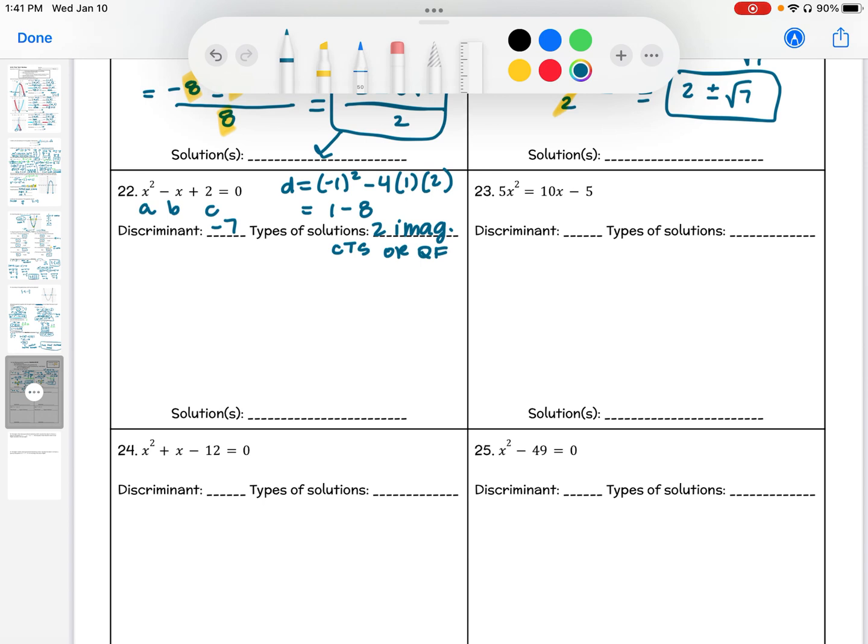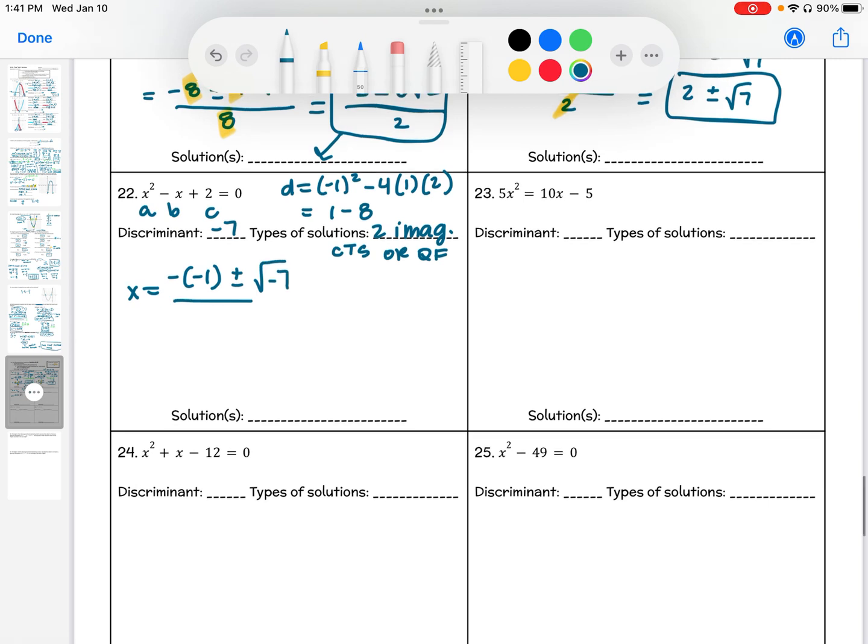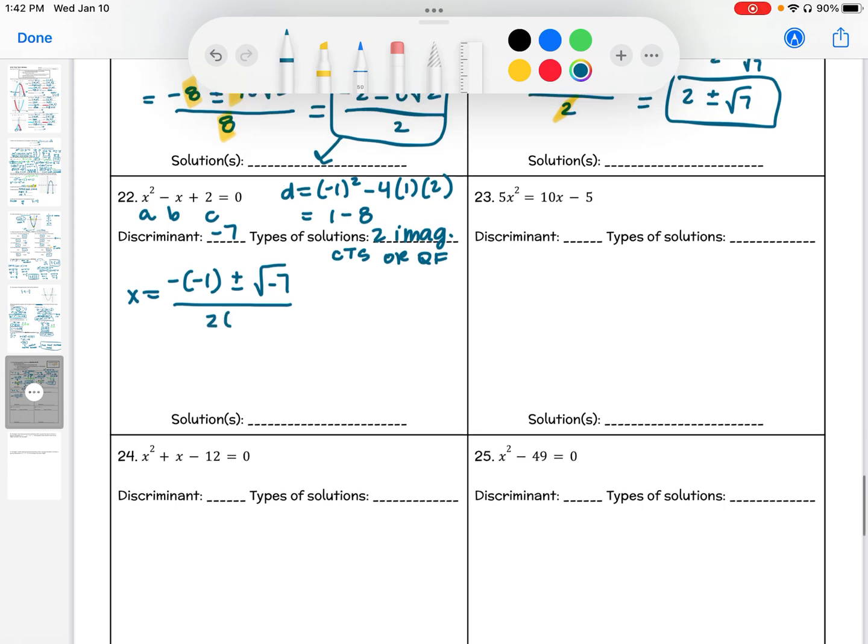Like I said before, quadratic formula is way easier in this case, so I'm going to go ahead and do the quadratic formula. So we're going to plug it in to be x equals -b, which would be -1, plus or minus the square root of our discriminant, which would be -7, all over 2 times a, which would be 2 times 1.